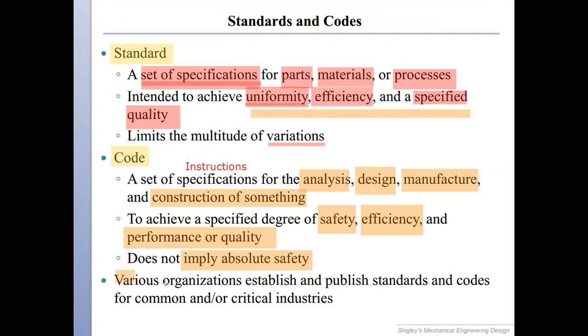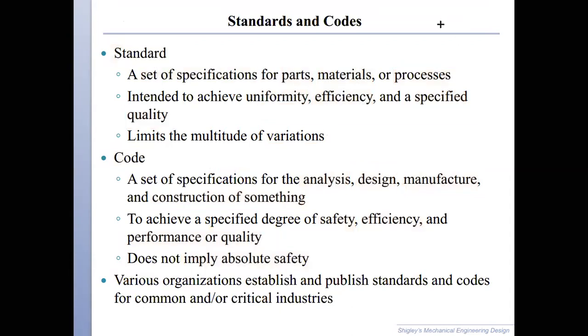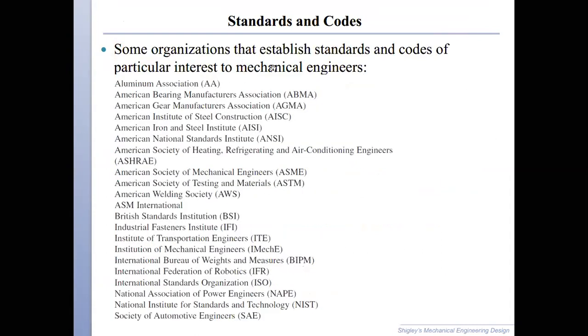Now, there are various organizations that establish and publish these standards and codes for common and or critical industries. For example, we have just picked the organizations that are of your interest, which are the Aluminum Association, which is AA. You have the American Iron and Steel Institute, the British Standards Institution, there is ASHRAE, we have a local chapter of ASHRAE, you have ASME, which is the American Society of Mechanical Engineers, the American Welding Society, the International Standards Organization, and the Society of Automotive Engineers, which is SAE.